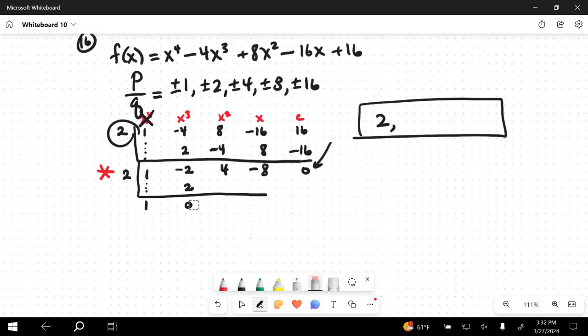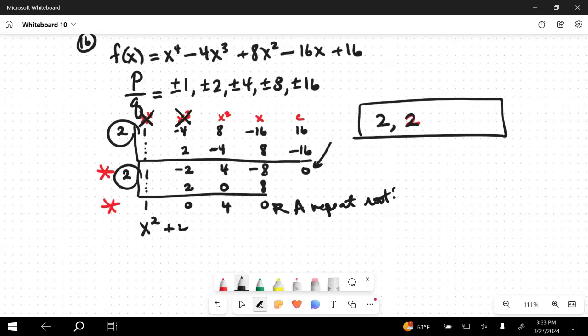2 times 0 is 0. Add down. We're going to multiply and add down. So it is a repeat root. That's cool. And we've had one more successful division, so I'm going to mark it. So one more 2 in our master list. And let's see, since we've had 2 successful divisions, our third degree polynomial now drops down to a quadratic.